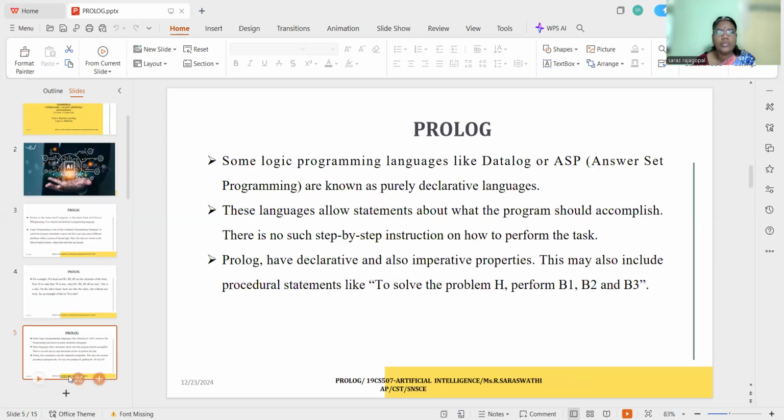Prolog is a logic programming language like Datalog or ASP. ASP, answer set programming, are known as purely declarative languages. This language allows statements about what the program should accomplish. There are no step-by-step instructions on how to perform the task. Prolog has declarative and also imperative properties. This may also include procedural statements like: to solve the problem H, perform B1, B2 and B3.